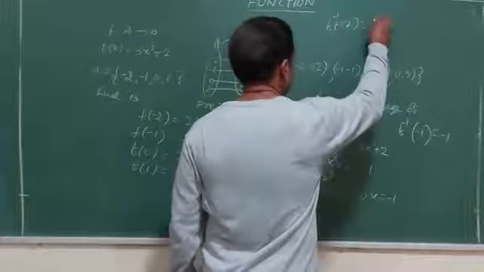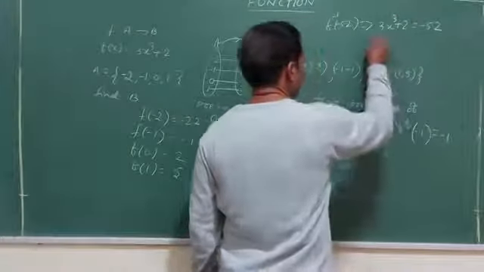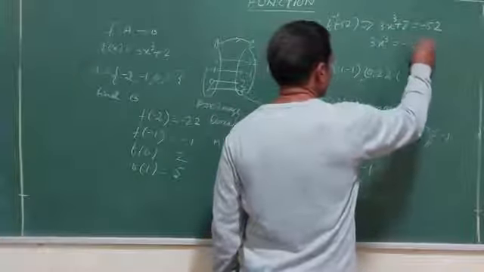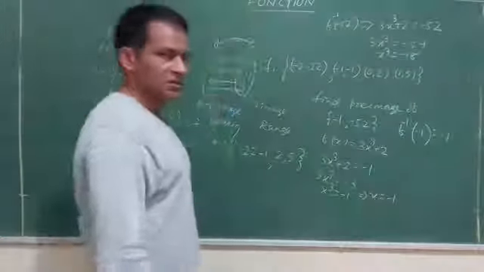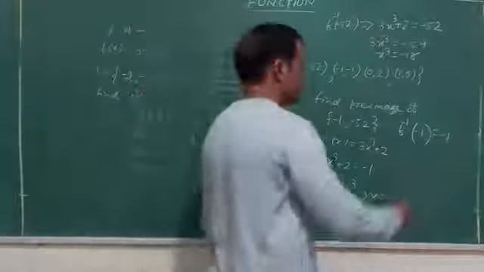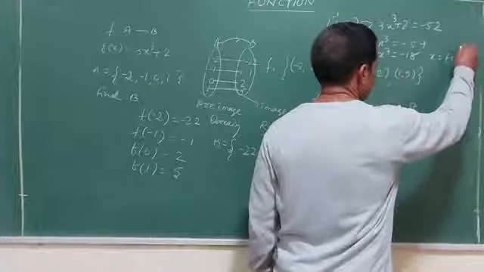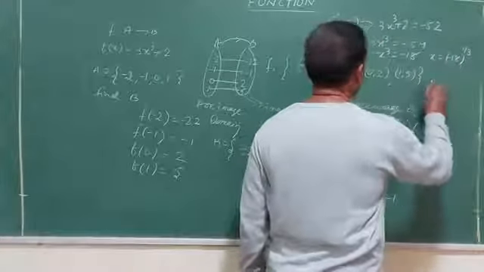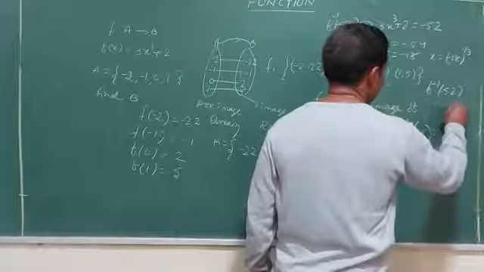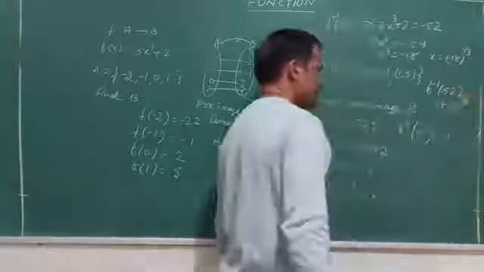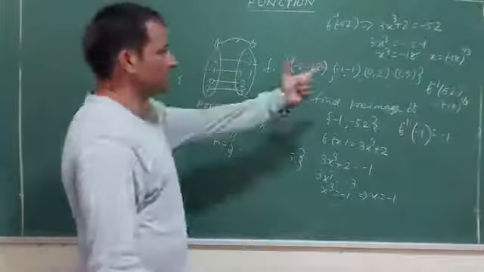That means how will we do it? 3x cube plus 2 is equal to -52. 3x cube is equal to -54. x cube is equal to -18. Yes, the cube root of a negative number is possible. So x is equal to -18 to the power 1/3. So f inverse of -52 is equal to -18 to the power 1/3, which is my answer. That means if I replace this value instead of x, I get the value -52.